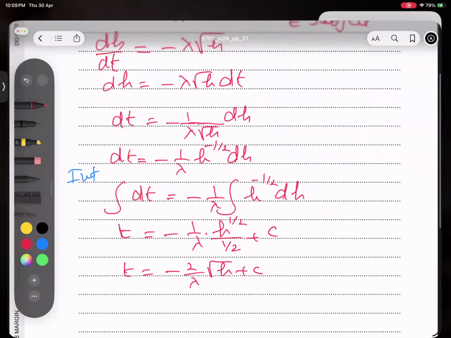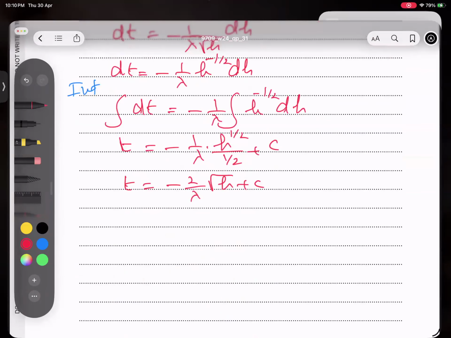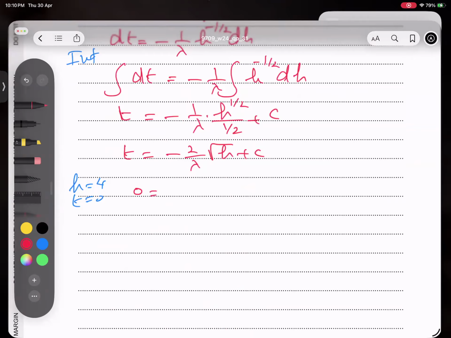Now we have the parameters given, students. What's parameter number 1? h is 4 at t is 0. So plug in h is 4 at t is 0. When I plug in t is 0 here, negative 2 by lambda and root of 4, plus c. So c value is becoming 4 over lambda. And this I'm going to plug back into the equation. So when I plug back into the equation, students, t equals negative 2 over lambda root h plus 4 over lambda.